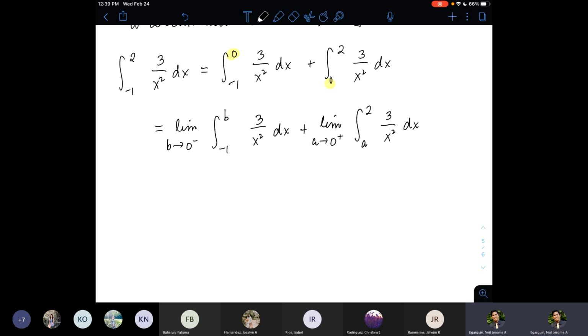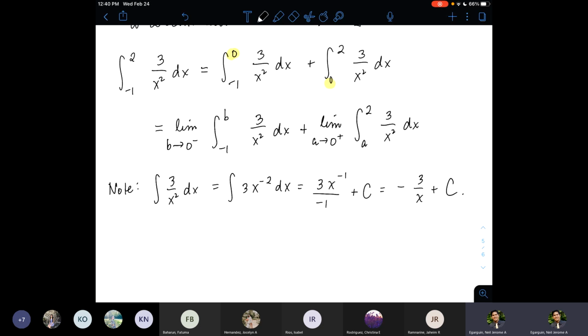Now, they have the same integrand. So basically I can do the indefinite integral first of 3 over x squared dx, compute it first, and then plug the answer into these limits. Here I know that this can be rewritten as 3x to the -2 dx. The antiderivative would be 3x to the -1 over -1 plus c. So this is -3 over x plus the arbitrary constant c.